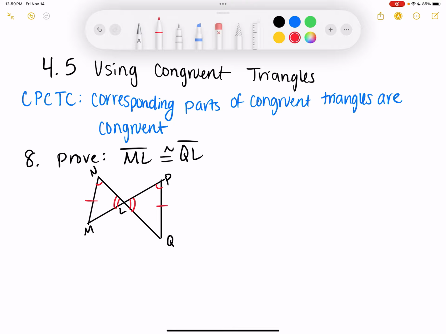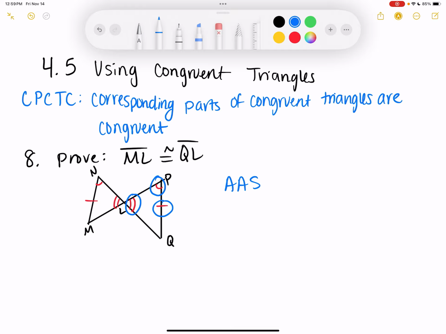All right, so the first thing it's asking us to do is to state the postulate or theorem that you can use to prove that the triangles are congruent, okay? Essentially the given information is whatever they've given you in the picture. So I know that I have an angle, another angle, and a side. That means it's angle, angle, side that proves that the triangles are congruent.